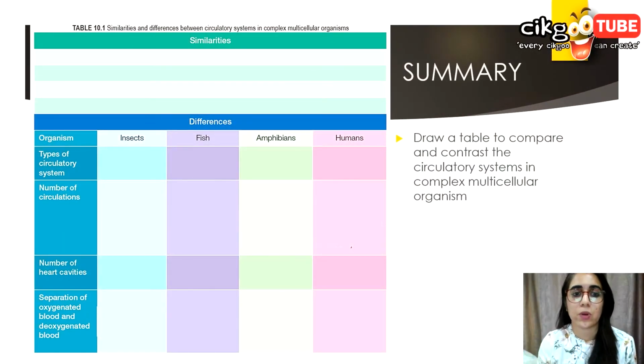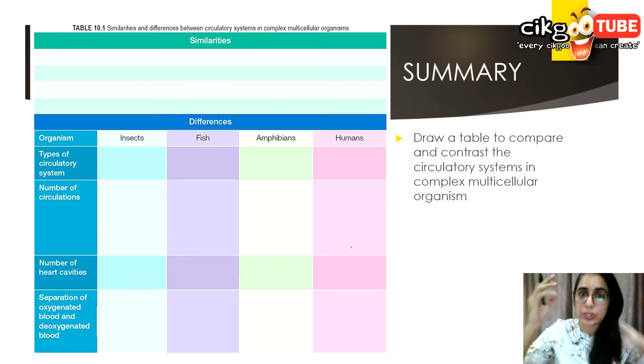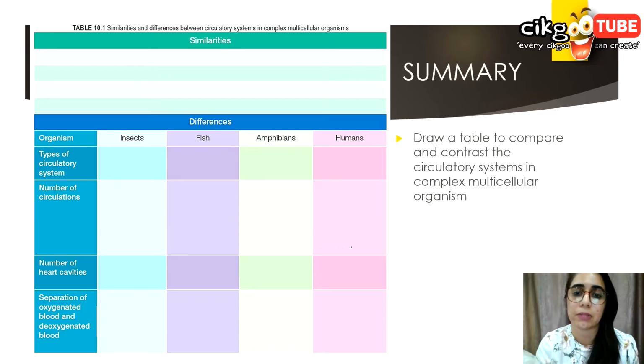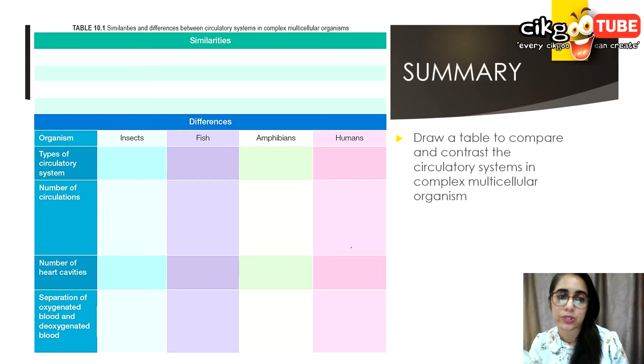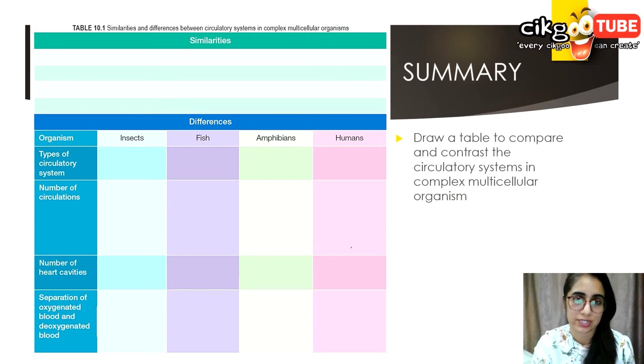Okay, now for summary, you can actually draw a table to differentiate between the circulatory system in the complex multicellular organism. You can also find this table in your textbook, but try to do it without referring to any book and see whether you can actually fill in the table. What are the similarities and what are the differences?